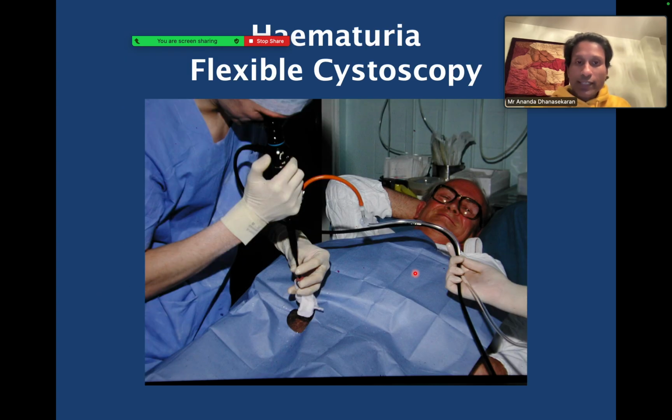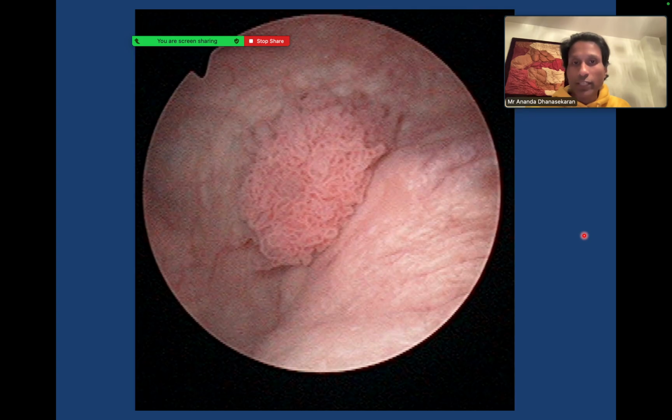So this is a very good example of a flexible cystoscopy. As you can see, the surgeon is looking through the eyepiece and passing this cystoscope through the urine passage, having a look inside. We can fill the bladder by using normal saline. Here in this picture, this patient is quite comfortable and smiling, but usually the investigation is not that pleasant, and sometimes patients will be quite uncomfortable with that.